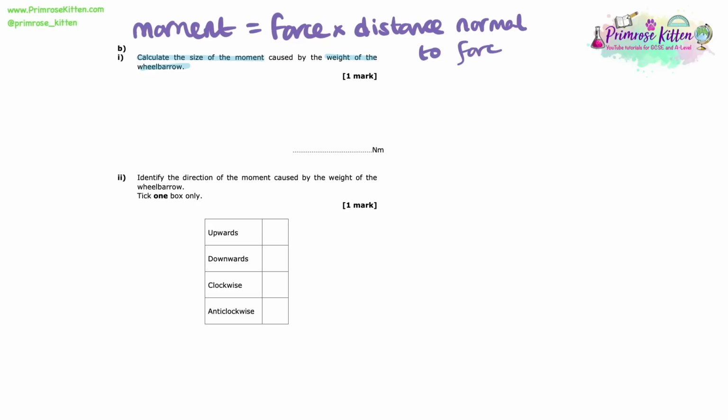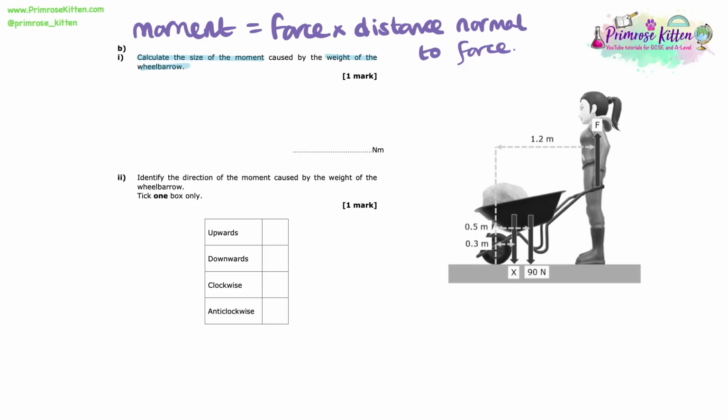Okay, so what we need to do now is remind ourselves of the diagram. So we're looking at the weight of the wheelbarrow, which is the 90 newtons. And the distance from the pivot, which is the wheel, perpendicular to that force, is 0.5 metres. So in this case, the moment will be equal to 90 times by that 0.5, which gives us 45 newton metres, the answer.